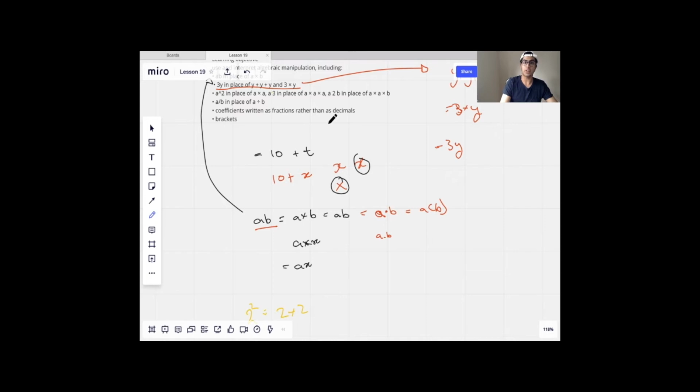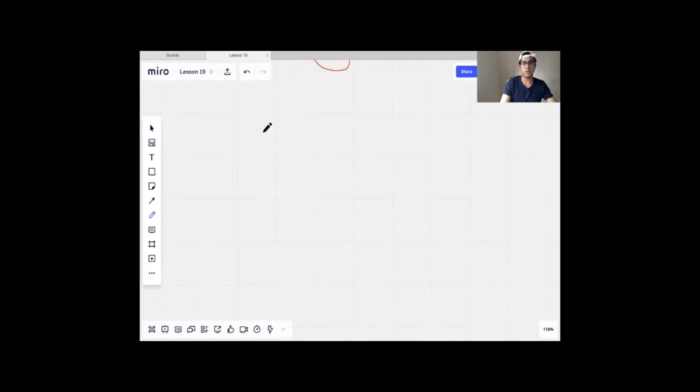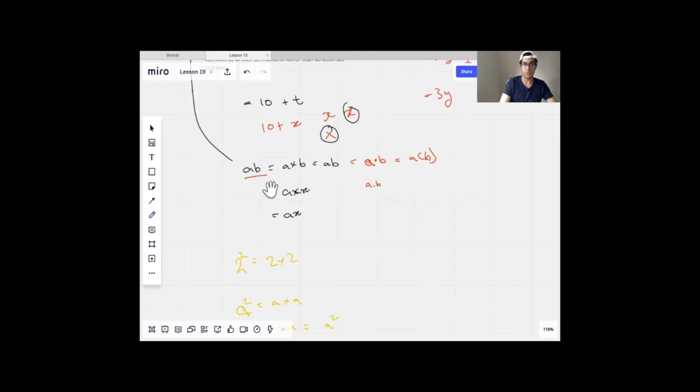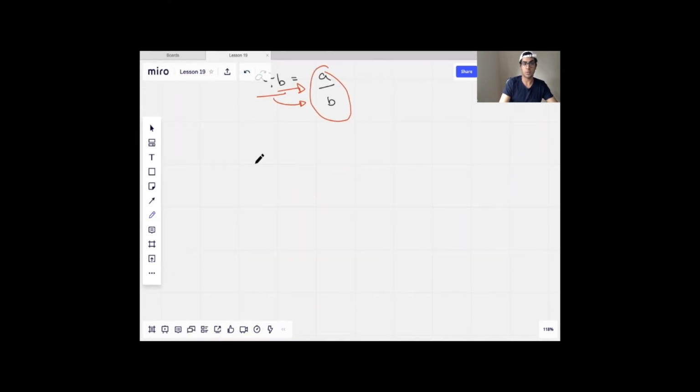Coefficients written as fractions rather than decimals. Okay, well, say we had something like, remember how we had 3y back here? We had 3y, right? Well, say we had, for example, 3.5y. Well, instead of writing this as a decimal, we can write 3.5 as 7 over 2, right? Because 7 divided by 2 is 3.5. So we can write 7 over 2 times y. And remember, we don't really use the multiplication sign in algebra. So you get 7 over 2y.